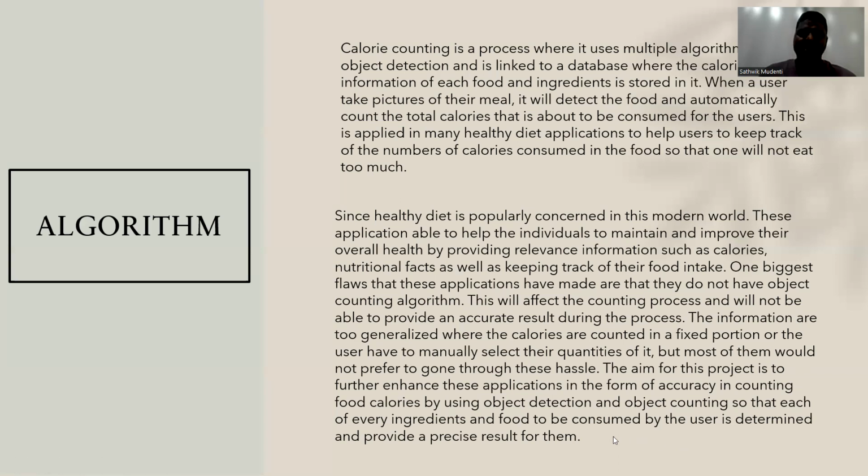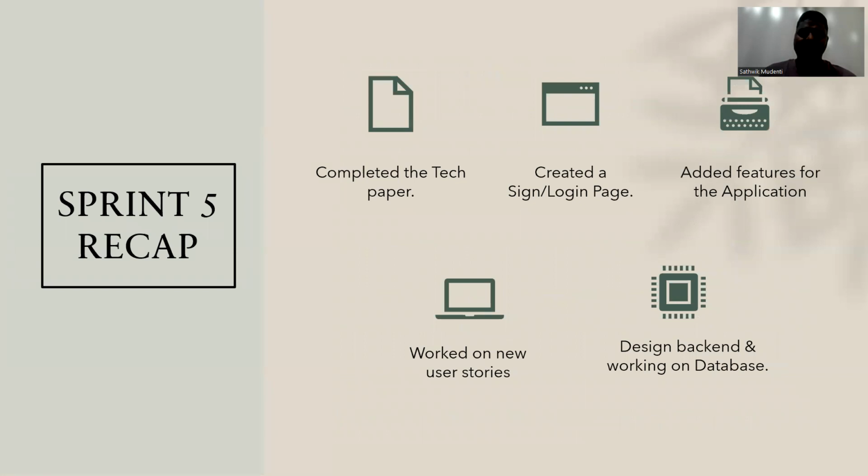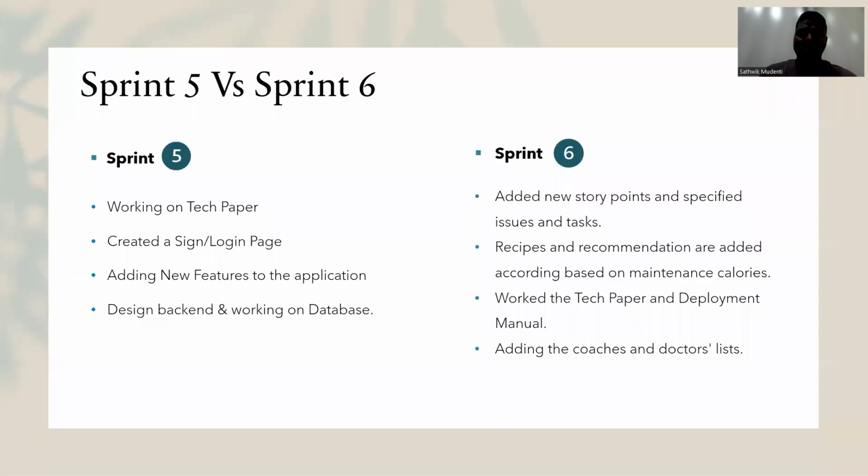And next is the Sprint 5 recap. So we completed the tech paper. We worked on the tech paper in our last sprint. We created a sign up and login page, and we added a few features for our application. We worked on a few user stories, and we created the backend and are working on the database. So this is the brief summary of our sprint 5 and sprint 6.